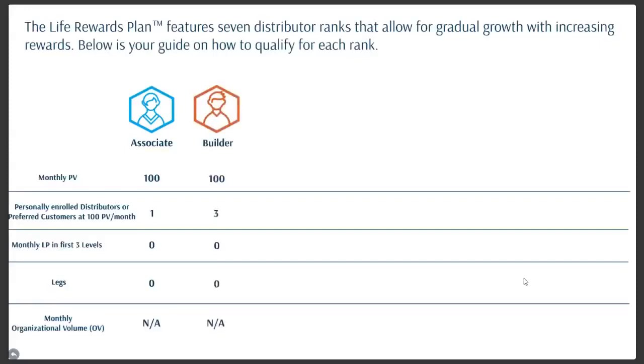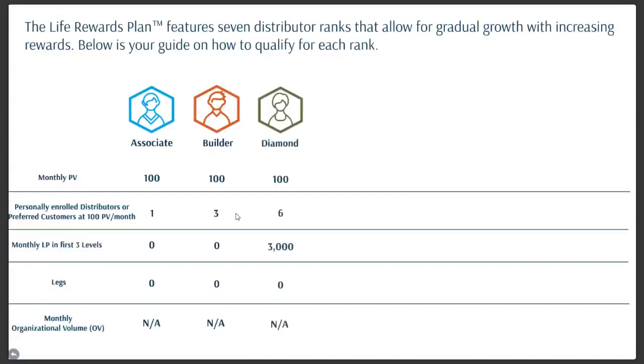The next rank is the builder rank. The builder rank also has a monthly principal volume requirement of 100 LP. And then there's this jump from 1 to 3 personal enrolled distributors. And each one of them has to do 100 PV a month. So for the associate and builder rank, these people have to be on your front line.